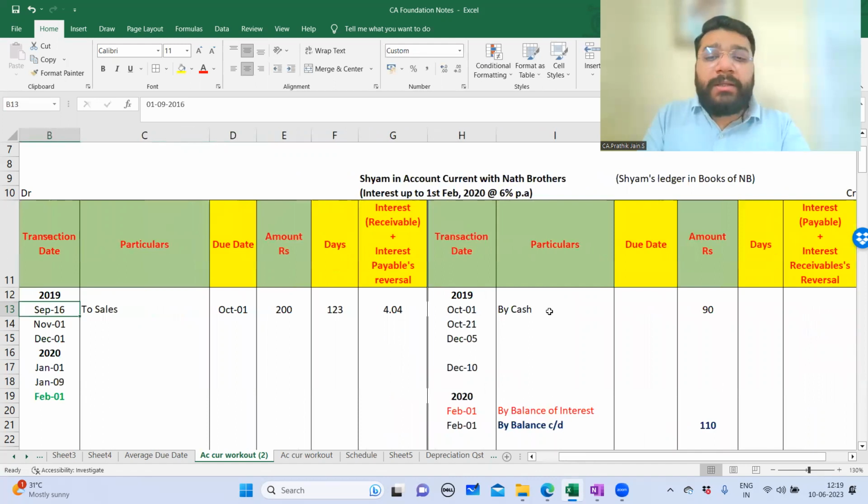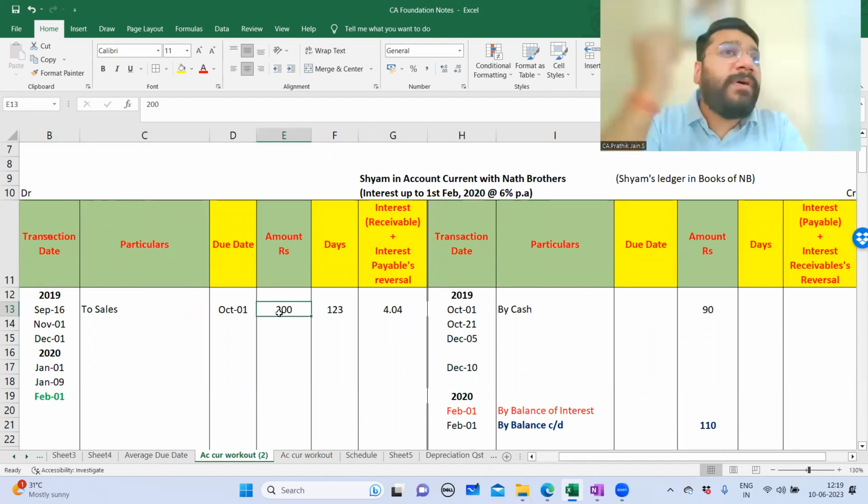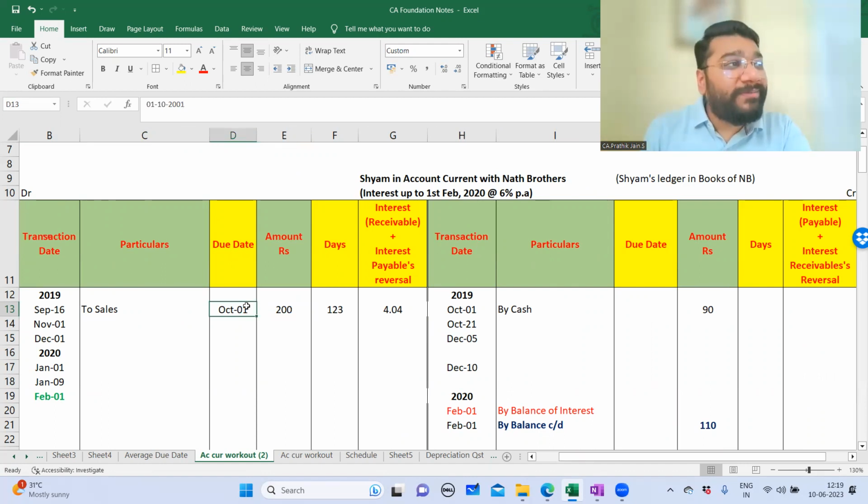So this 90 rupees that Sham is giving us, can I say it is against the 200 rupees? This 90 rupees, why is Sham giving money? Because he has purchased goods from us worth 200. We sold him goods worth 200. So we received from him 90 rupees. So out of 200, how much money is received? 90 is received. When did we receive? October 1. When are we supposed to receive this 200 rupees? October 1. You are supposed to receive this 200 on October 1. On October 1, how much money did you receive? 90 rupees. So can I say this fellow, as agreed, at least paid 90 rupees on time.